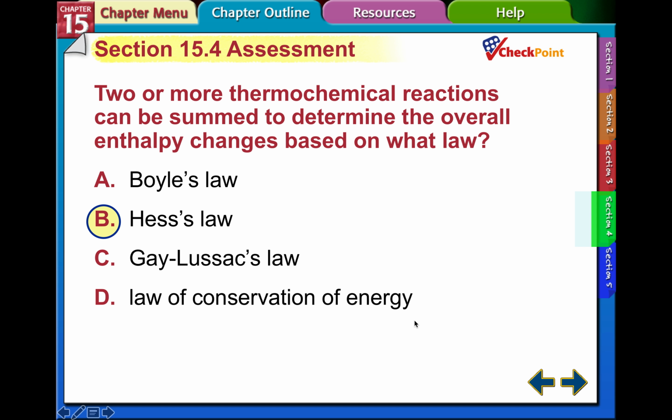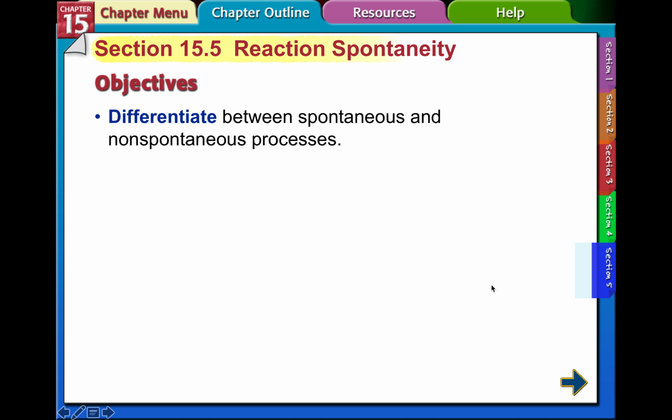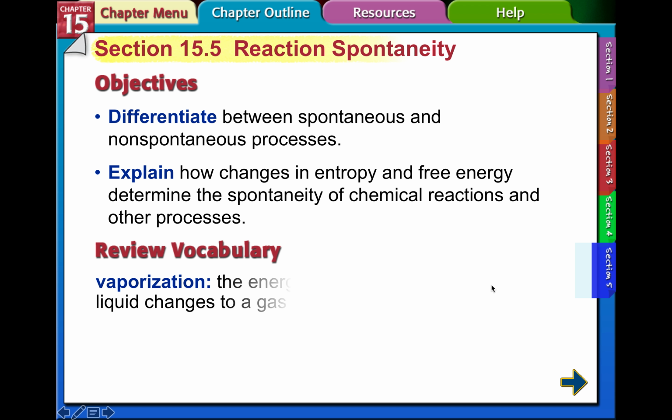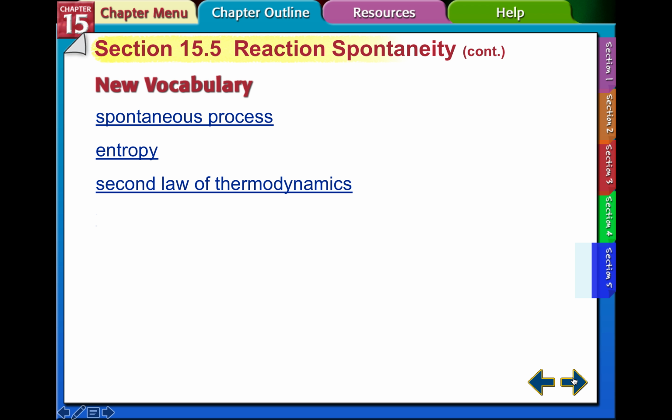Now that's going to end 15.4 here. If you need to pause and take a break, hit the pause button, come right back. I'll be right here. For those of you that are ready to go, let's move on to the last section of 15.5, spontaneity. So these are just going to be the objectives that we're going to be covering here for spontaneity. And here's some new vocab words. You guys should have already got these down.